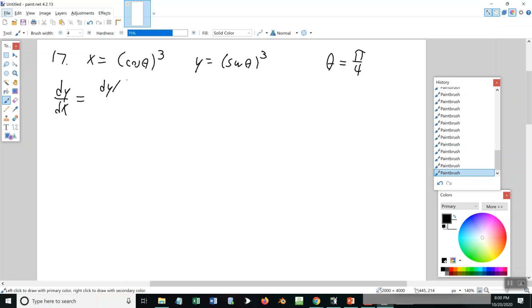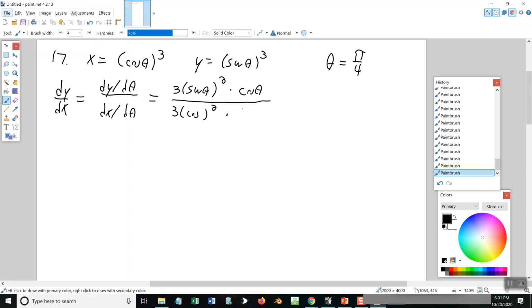So we're going to take the derivative of y with respect to theta over the derivative of x with respect to theta. Again, chain rule. Take your power, put it out in front, lower your power by 1 times the derivative of what's inside, which is cosine. Derivative of x with respect to theta: take your power, put it out in front, lower your power by 1 times the derivative of what's inside the parentheses, which would be a negative sine. The threes would cancel. I'm left with a negative. Sine squared and the sine here cancel a little bit. So that gives me a negative sine theta on top and cosine theta on the bottom, which gives me negative tangent.